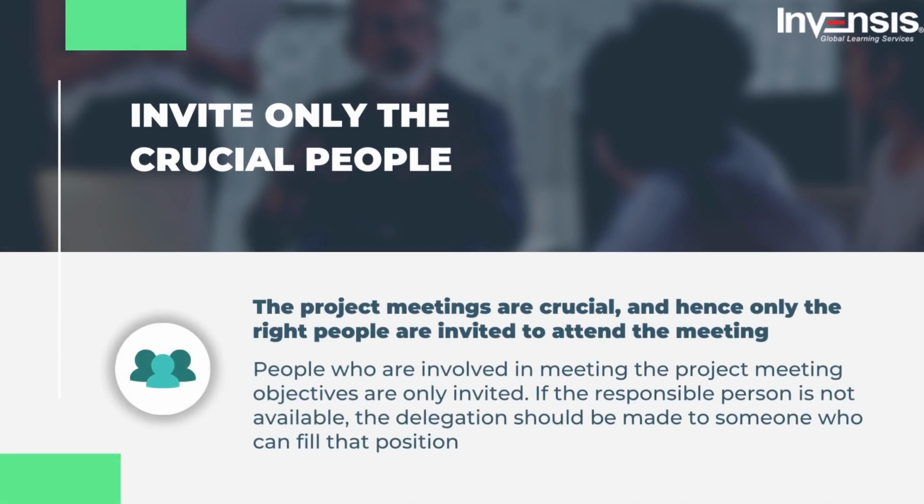Next, the fourth technique is to invite only the crucial people. The project meetings are crucial, and hence only the right people are invited to attend the meeting. People who are involved in meeting the project meeting objectives are the only ones invited. If the responsible person is not available, the delegation should be made to someone who can fill that position. The people are invited through mail and should give a confirmation for attending.